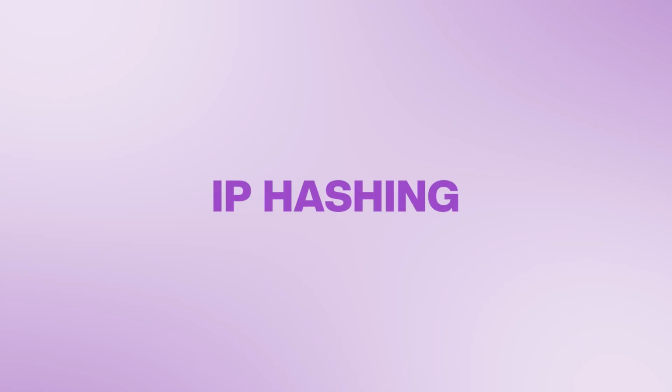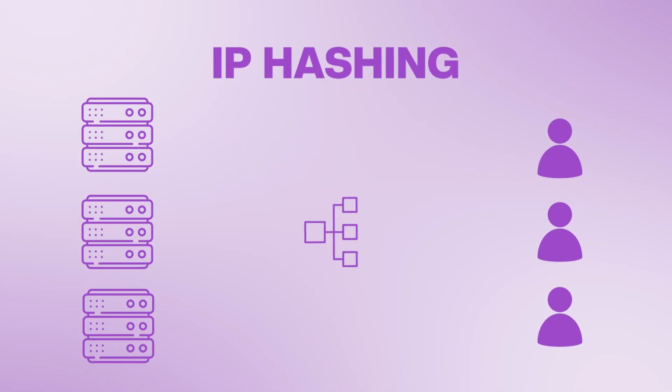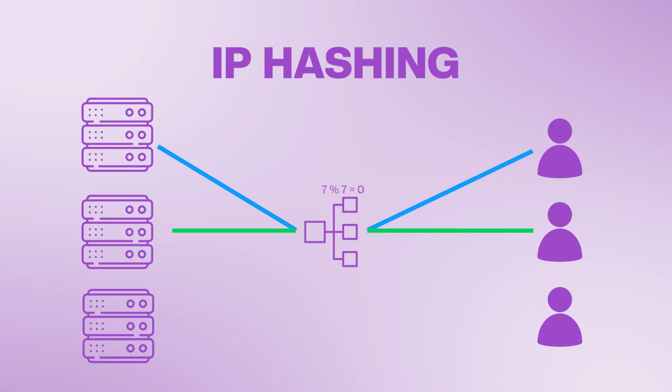And finally, we have IP hashing. IP hashing uses the client's IP address to determine which server should handle the request. This ensures that a user always connects to the same server, which is really helpful for maintaining session consistency. It's commonly used in scenarios where sticky sessions are needed.